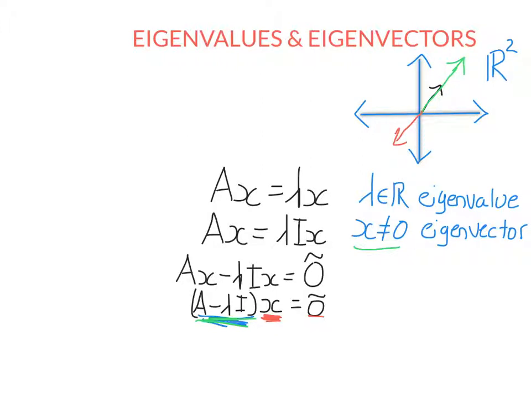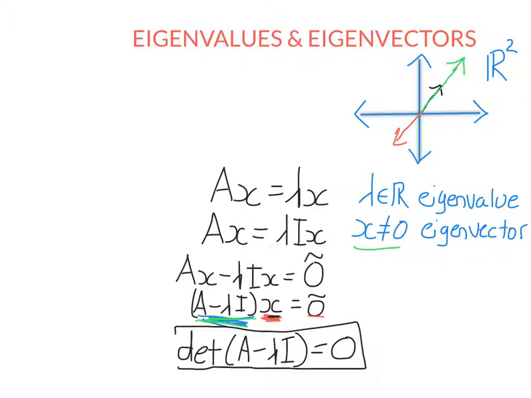But wait a minute, when we looked at determinants, we discovered that a matrix has linearly dependent columns when and only when its determinant is equal to 0. So there will be a non-zero vector x satisfying this equation when and only when the determinant of A minus lambda I is equal to 0. This time 0 is just a number, not a vector. So this is what we solve. And it turns out that this will leave us with a polynomial called the characteristic polynomial of the matrix.